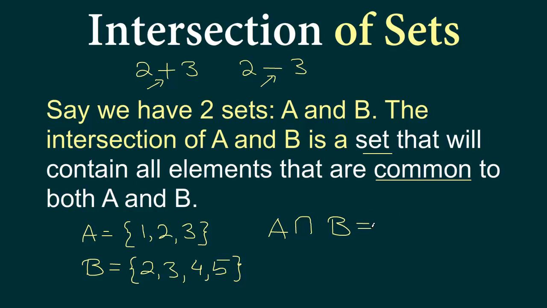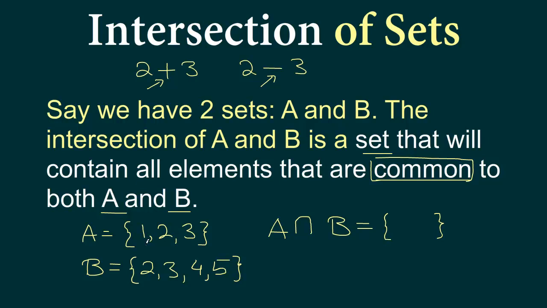So now let's find out what is A intersection B. Well, we know it is a set, so we open and close curly braces like this. Now a set contains elements, so what elements go here? We are looking for elements that are common to both A and B. So let's start with each element of A and see if they are also present in B.